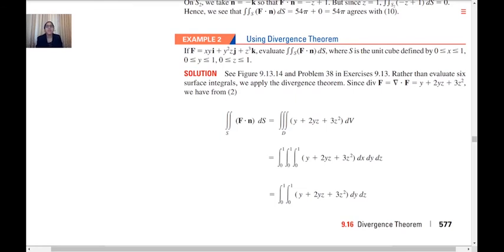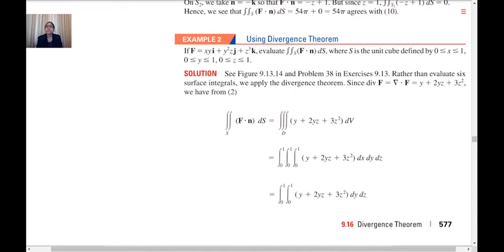We can just evaluate it with the help of the divergence theorem, because the double integral over S of F dot n dS is nothing but the triple integral over the region D of the divergence of F into dV, right? So here what will be the divergence of F? Divergence of F is del dot F, where P is xy, Q is y square z, and R is z cube. So it will be dou P by dou x, that is y, plus 2yz plus 3z square. So that will be our divergence.